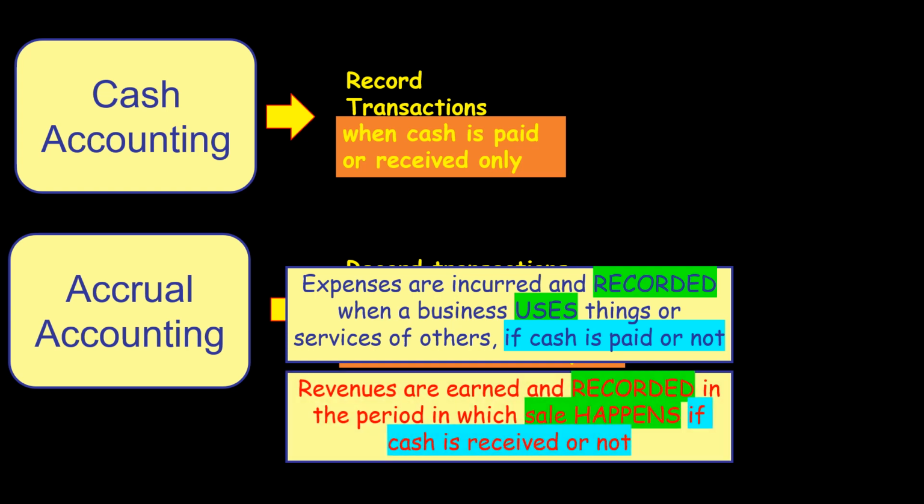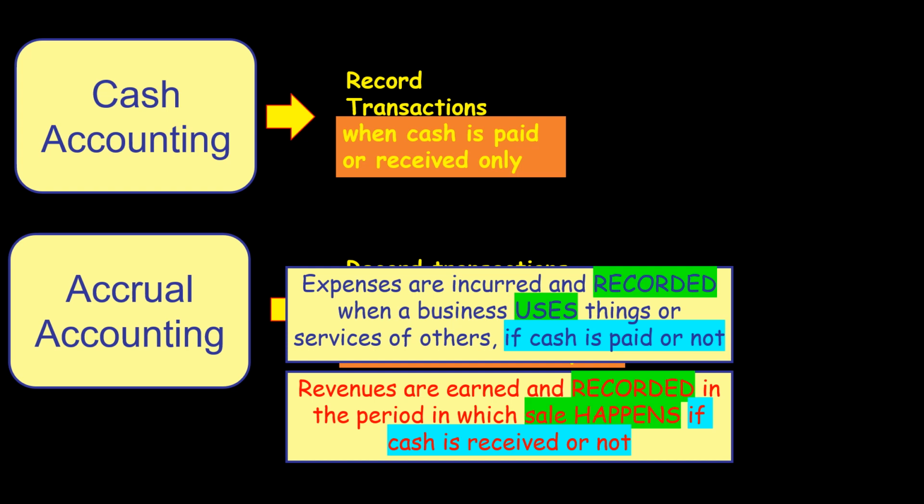Similarly, for a sale, a transaction occurs and is recorded in the period in which the sale happens, whether cash is received for it or not. The moment a sale occurs, the transaction of sale must be recorded as revenue. Now, generally, a sales transaction happens when the goods are delivered to the customer or when services are provided to the customers. The moment that happens, revenue is recorded in the period in which this happens.